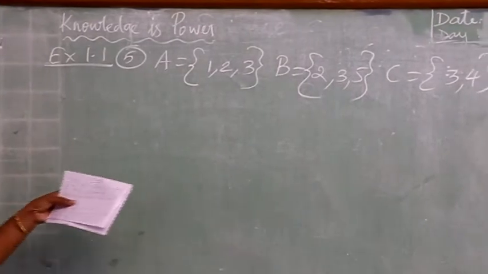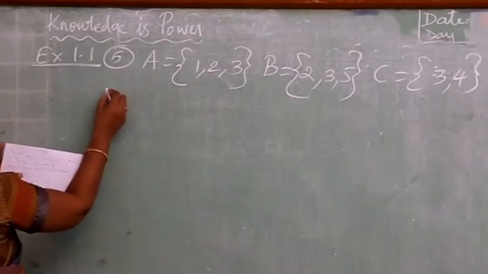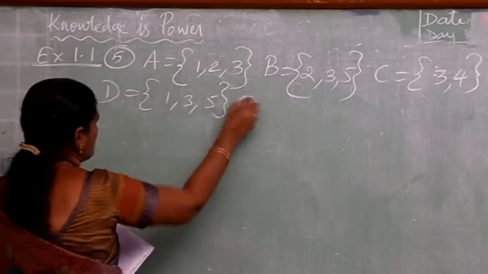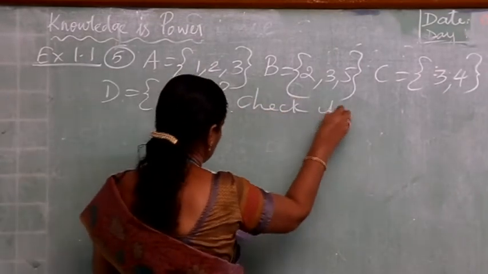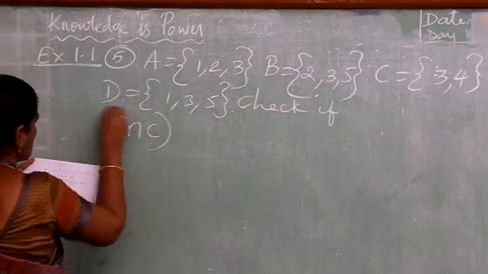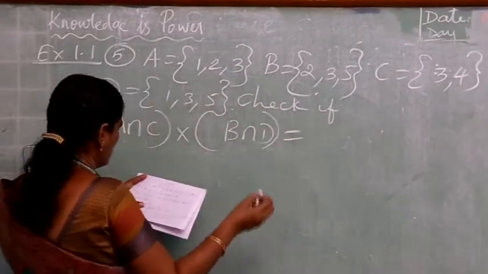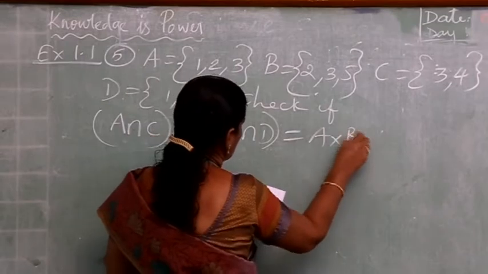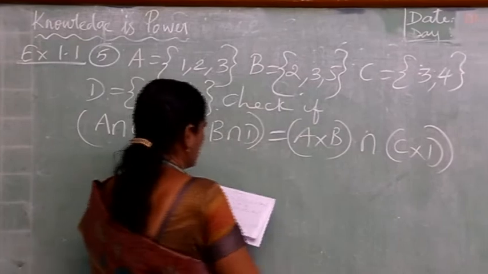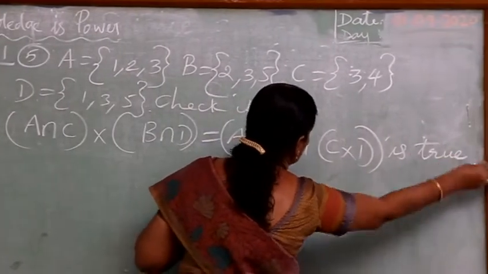Set A is {1, 2, 3}, B is {2, 3, 5}, C is {3, 4}, then D is {1, 3, 5}. So check if (A intersection C) cross (B intersection D) equal to (A cross B) intersection (C cross D) is true. Find whether it is true or not.